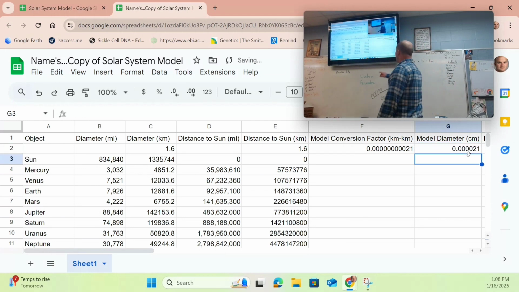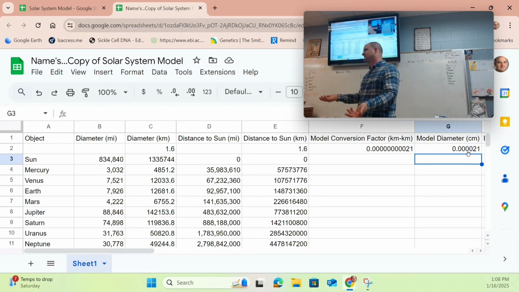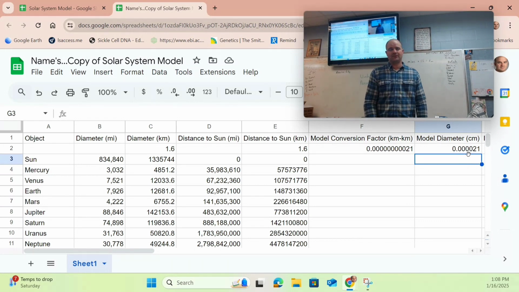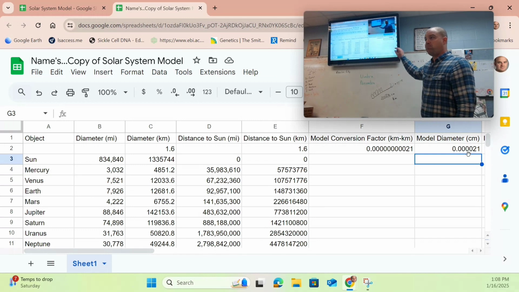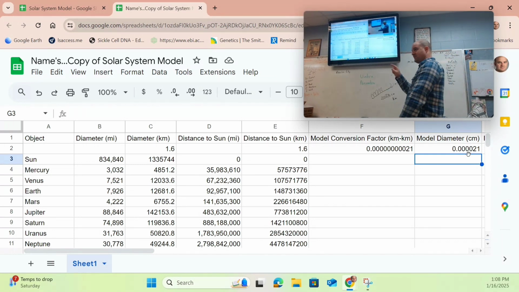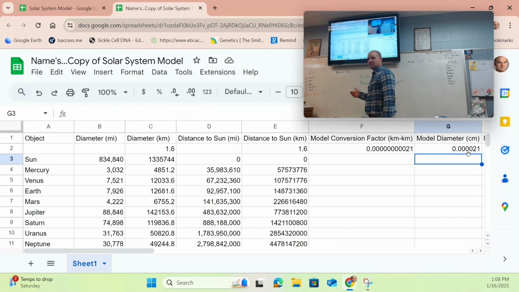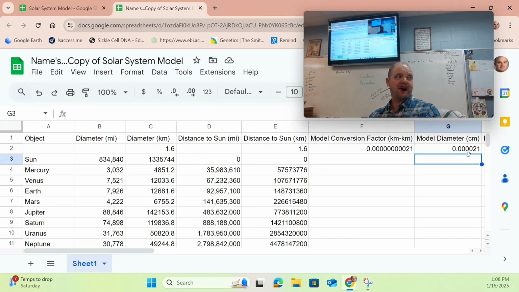So a review. This conversion factor takes care of 2 things. It shrinks the solar system down to our size, and it puts us into a measurement unit that makes sense for our models. What did I say? 4. 0.4 and then 21. So 0.000021. Stick that up there. Okay. Everybody there? Everybody following along?